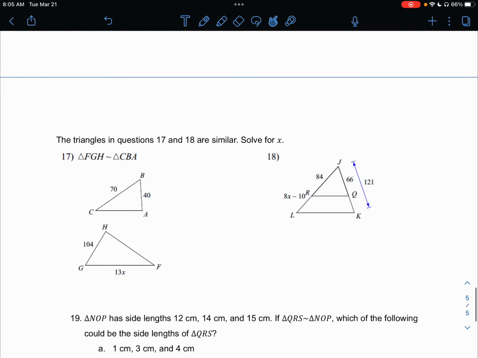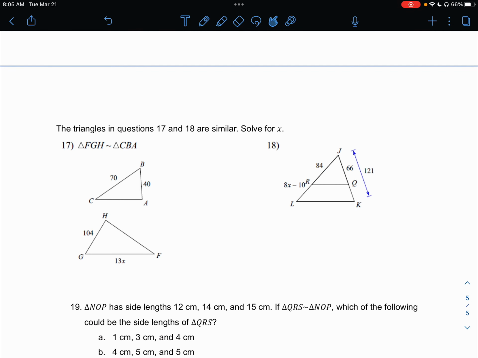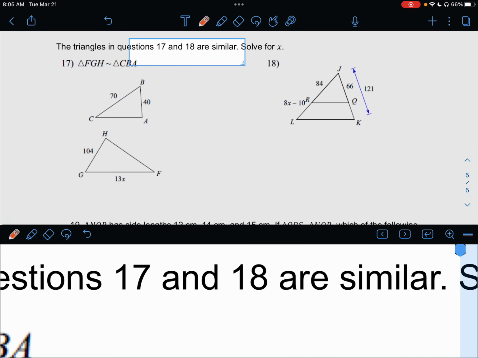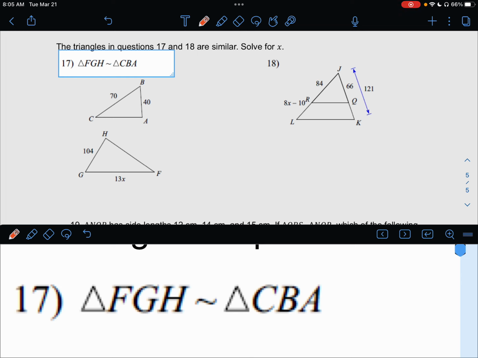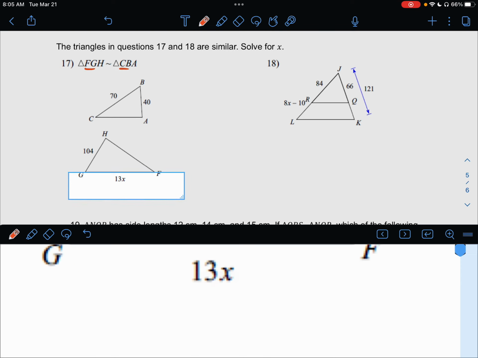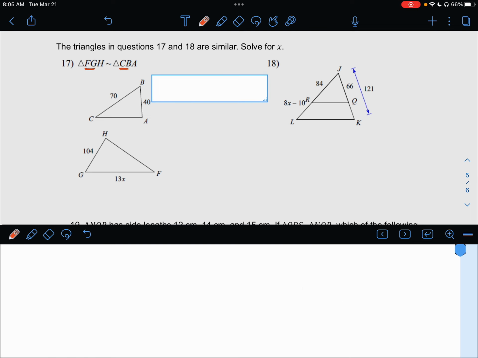All right, we got 4 more problems, my bad. So number 17 here. Given that they're similar, we want to solve for x. We're given this statement, so FGH is going to be similar to CBA. So let's see, FG and CB. FG is this 13x, CB is the 70.